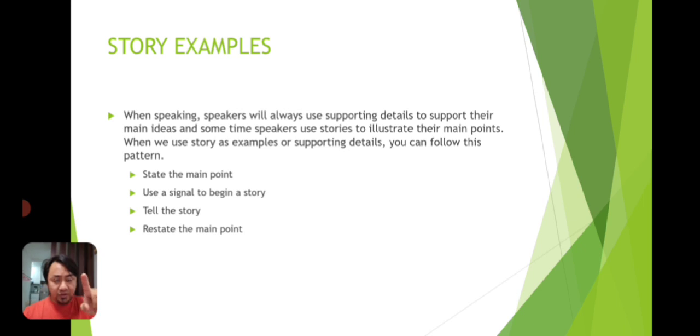You state the main point: In my opinion, going to school by motorcycle is very dangerous. You use a signal to begin a story: I have a story to share. And you tell the story: My own brother got into an accident last week because of riding a motorcycle. And finally, you restate the main point: And this is why I think that going to school by motorcycle is very dangerous. So that is one particular pattern that you can use when you would like to use stories as examples, as supporting details in your speech.